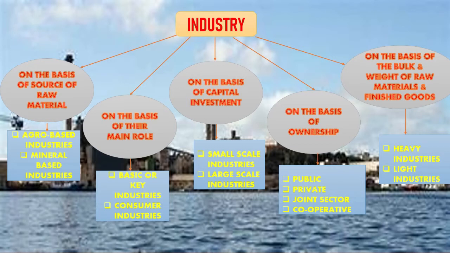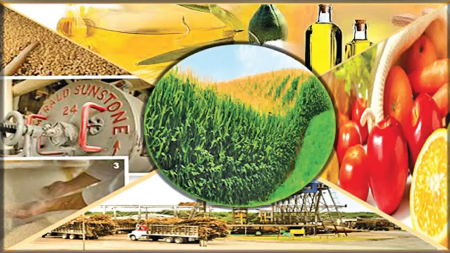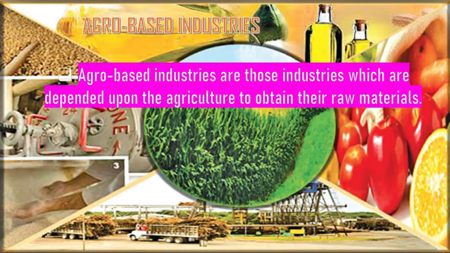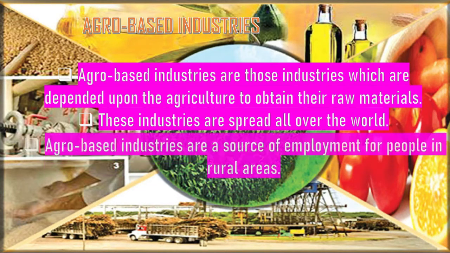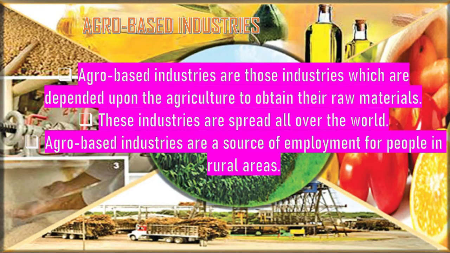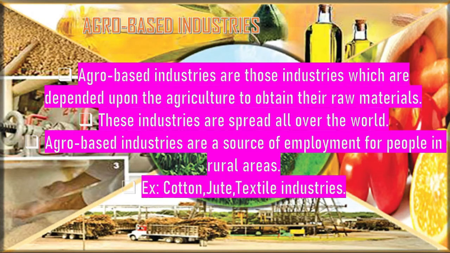Now let us know the industries on the basis of source of raw material, which are subdivided into the agro-based industries and the mineral-based industries. Now what are agro-based industries? Agro-based industries are those industries which are dependent upon agriculture so that they can obtain their raw materials. These industries are spread all over the world, and they provide a source of employment for the people in the rural areas. Examples of agro-based industries are cotton, jute and textile industries.